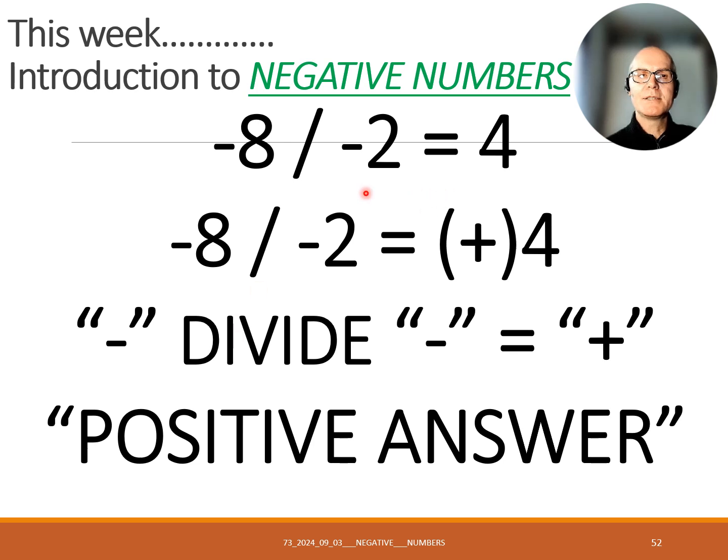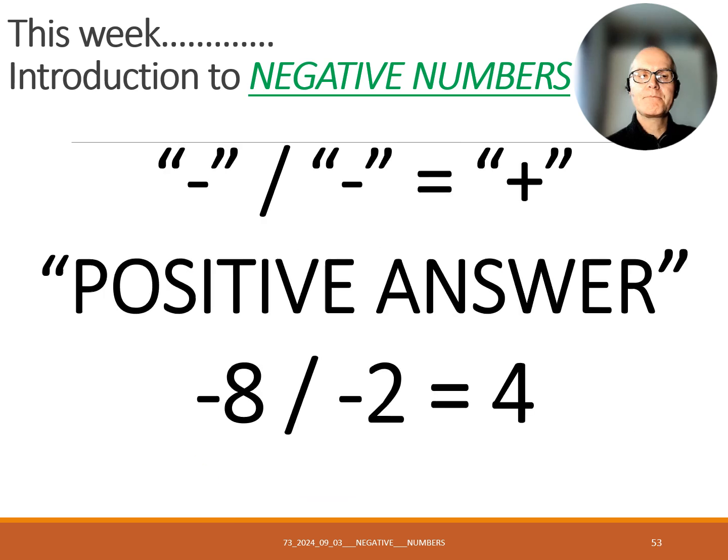Now here we have a sum involving the division of two negative numbers. Negative 8 divided by negative 2 equals positive 4, or just 4. A negative divided by a negative equals a positive answer. Any negative number divided by any negative number equals a positive answer. This example here, negative 8 divided by negative 2 equals positive 4, or just 4.